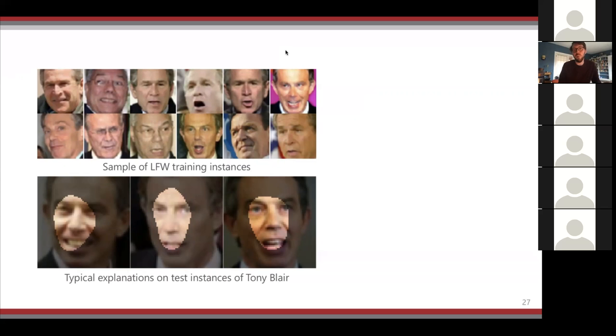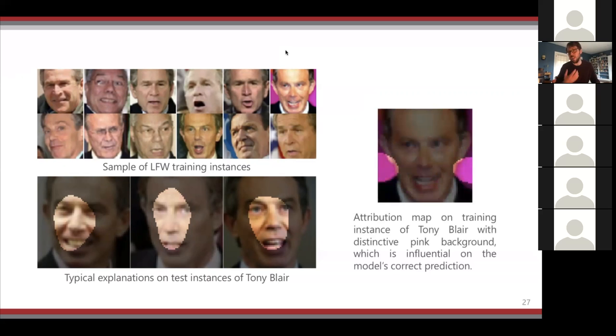Right, so below we see instances from the test set of Tony Blair and a visual depiction of the features that were most influential in predicting Tony Blair. On the right, we see an image of Tony Blair from the training set with this distinctive pink background, and the most influential features that the model used in that case look quite a bit different from those in the test data, right? So that's kind of interesting. If a little anecdotal, it still seems like weak evidence to support an inference that this picture of Tony Blair was in the training set.